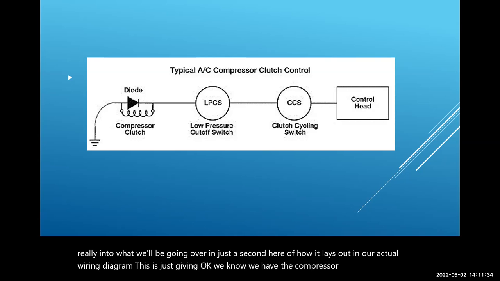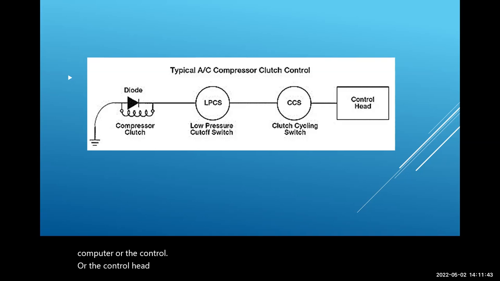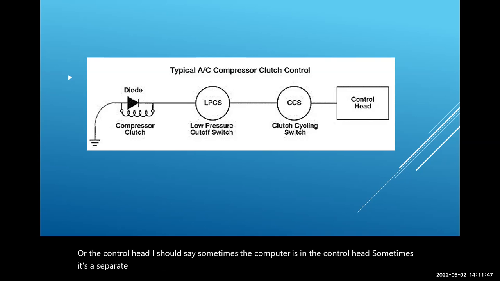This is just giving, okay, we know we have the compressor coil. We know we have the low pressure switch. We know we have a cycling switch. And then we have the computer, or the control head, I should say. Sometimes the computer is in the control head, sometimes it's a separate unit. But this is what we know. So we're going to go into the actual diagram.